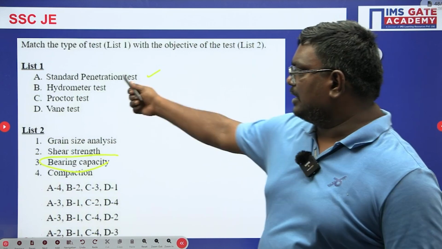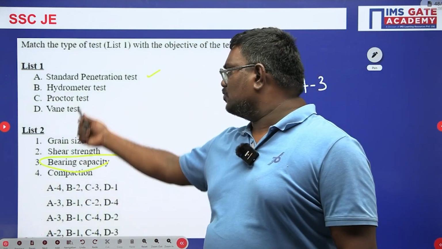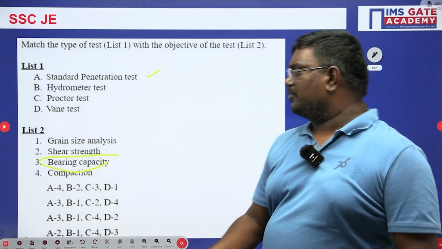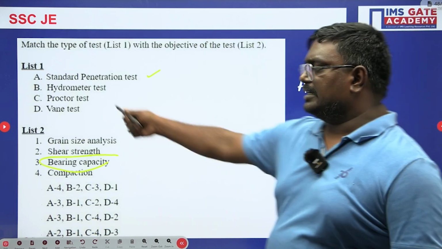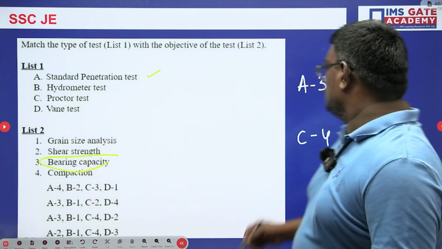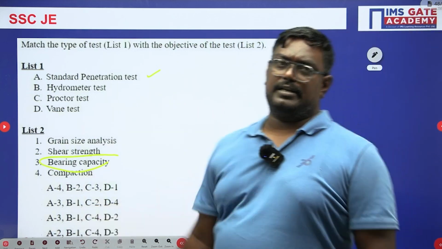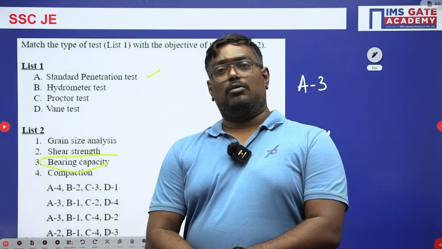Next, hydrometer test, Proctor test, vane test. You already know. Proctor test is what, sir? Compaction. We have compaction means standard Proctor test or modified Proctor test. I am just telling C for 4. Vane test, you know already shear strength. So, D for 2.